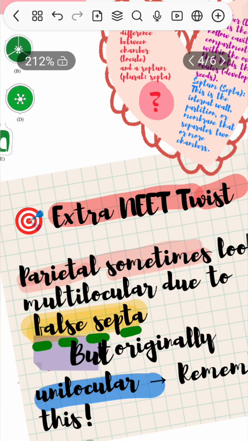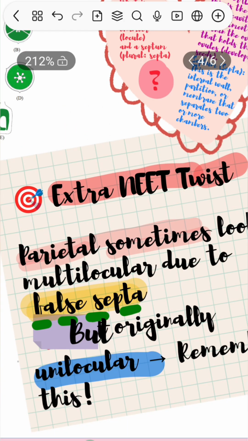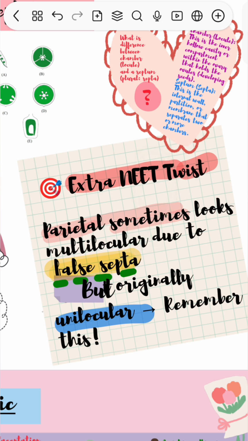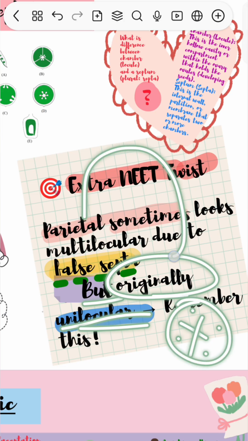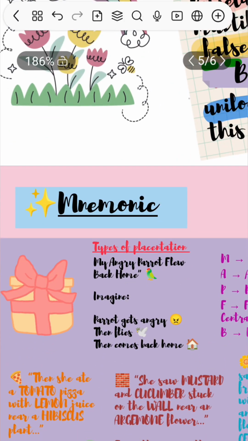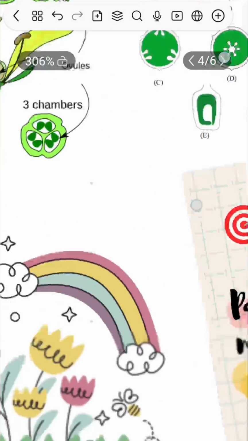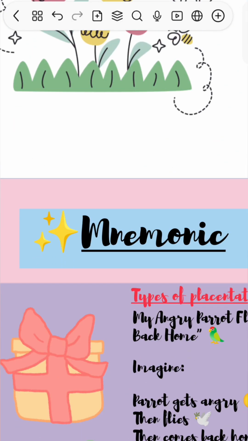I would give you an extra neat twist, whatever they can ask. Already we have talked about it: parietal sometimes looks like multilocular. Sometimes in the real image it looks like multi-chamber, but it's not. Why is it looking like that? It is due to the false septum, the replum that we studied. It is originally unilocular. So you need to remember, parietals are unilocular. To understand, you can easily say from this diagram which type of placentation it is. But to memorize the examples, you need a mnemonic.